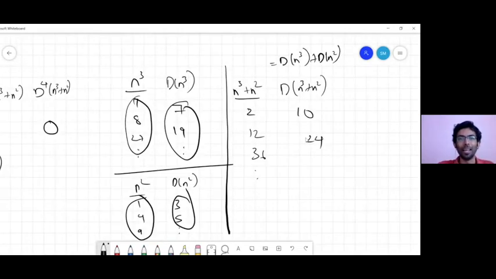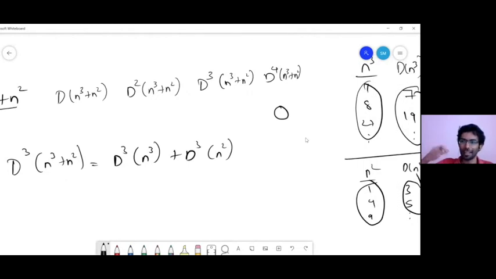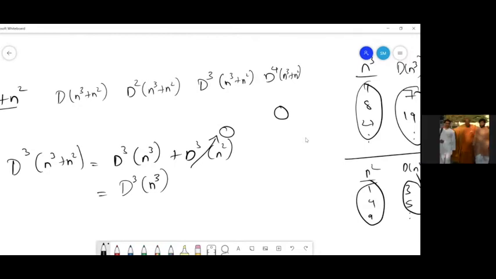Similarly, if d is linear, then d square can also be seen to be linear. So basically all of them are linear. And d cube of n square, we know that it is 0. So d cube of n cube plus n square, that is the third stage, is the same as the third stage of n cube. Did you see the power of notation here? Yes. How nicely it is capturing what is going on there.